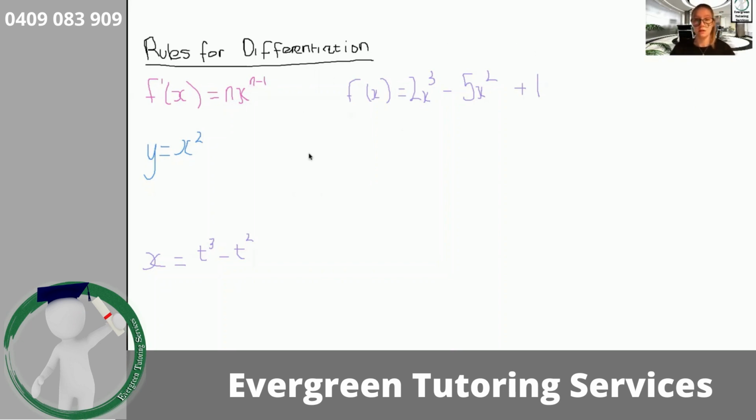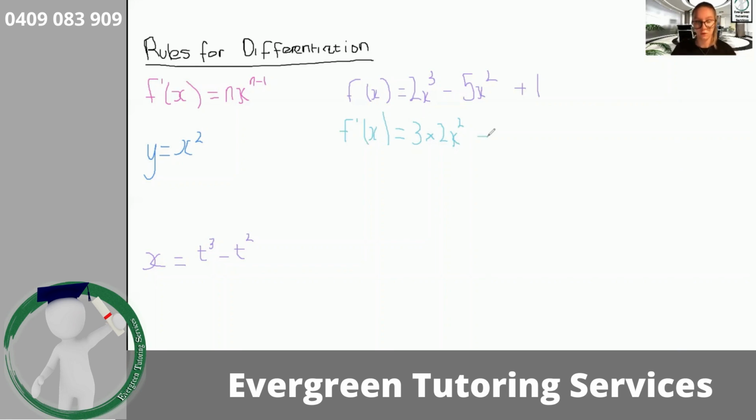So if we come over to this equation over here, f of x equals 2x cubed minus 5x squared plus 1. And we want to find f dash of x. So to do that, we're going to use this formula over here. So we're going to start with our power. So in this case, our power is 3. We're going to bring that out to the front. So 3, we're going to multiply it by our x, or in this case, 2x. And then we're going to take away 1 from our power. So our power then becomes 2.